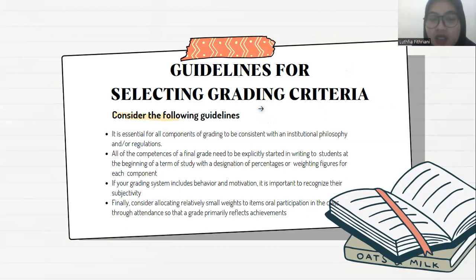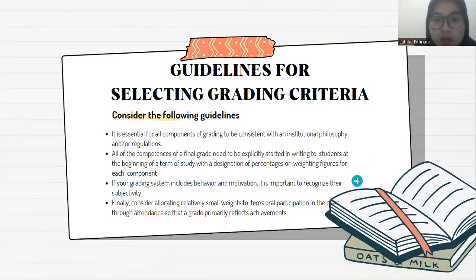The guidelines include: it is essential for all components of grading to be consistent with an institutional philosophy and/or regulation. All of the competencies of a final grade need to be explicitly stated in writing to the student at the beginning of a term of study with a designation of percentages of weighting figures for each component.